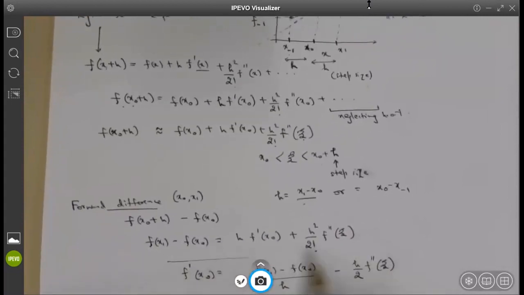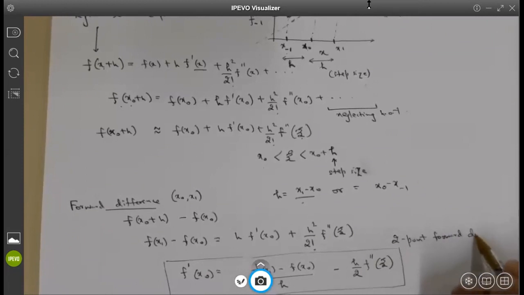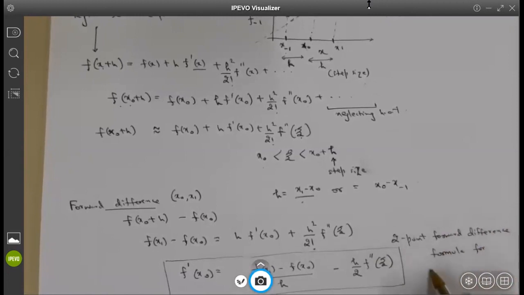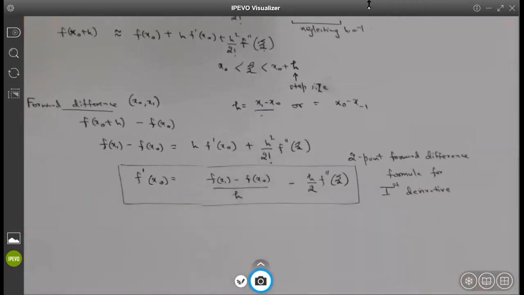So this is the 2-point forward difference formula for the first derivative. Can you please move the paper up a little bit more? Thank you.